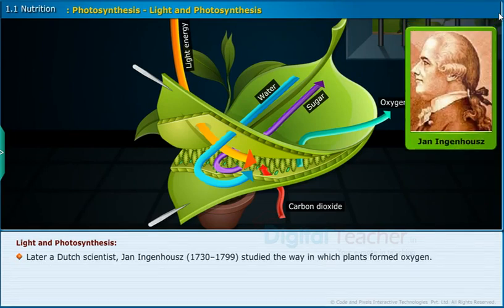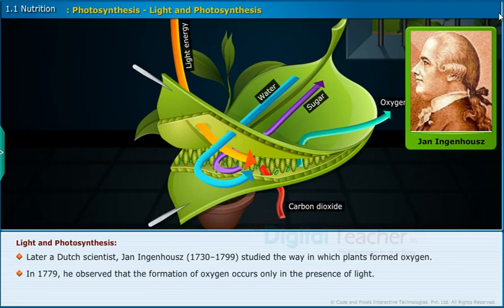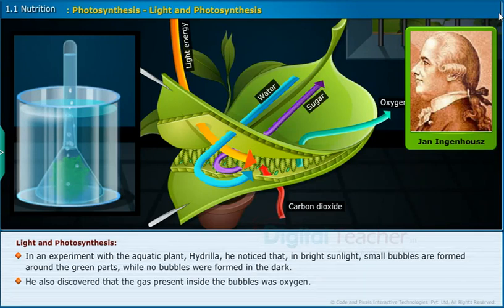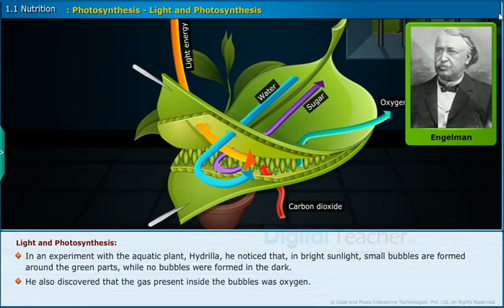Later, a Dutch scientist, Jan Ingenhousz, studied the way in which plants formed oxygen. In 1779, he observed that the formation of oxygen occurs only in the presence of light. In an experiment with the aquatic plant Hydrilla, he noticed that in bright sunlight, small bubbles were formed around the green parts, while no bubbles were formed in the dark. He also discovered that the gas present inside the bubbles was oxygen.